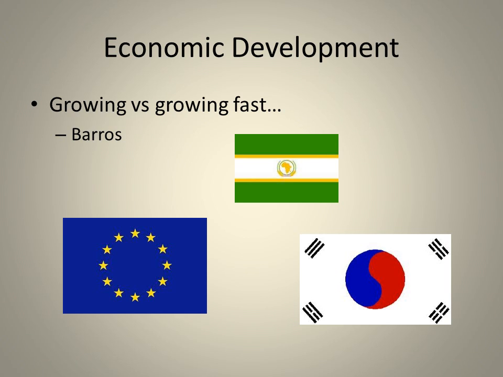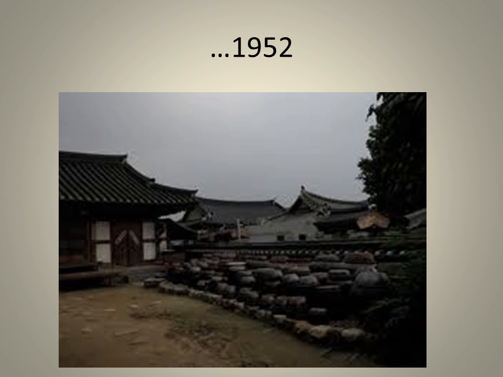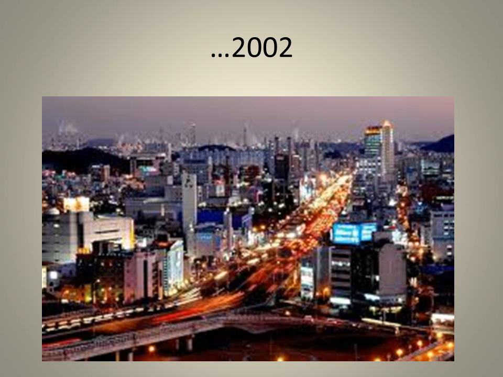Now, the European Union has remained at a high GDP per capita for the last 100 years, and the African Union has remained at a very low GDP per capita for the last 100 years. Now, how does a country like South Korea, who in 1952 was the exact same GDP per capita as many of the African Union nations, go to 2002, where they're almost the same as the European Union?